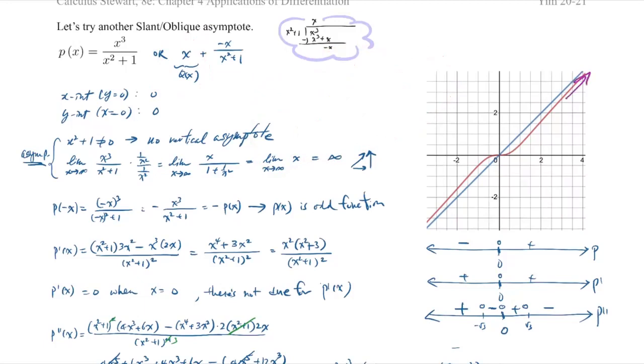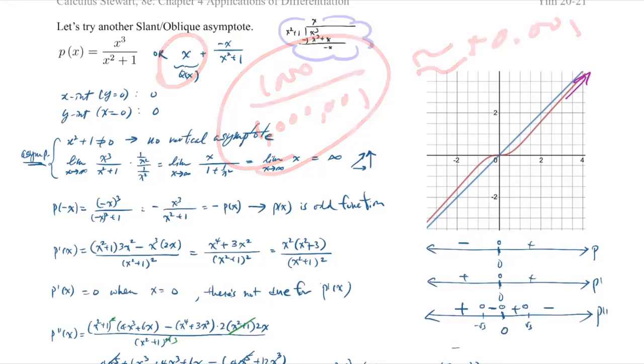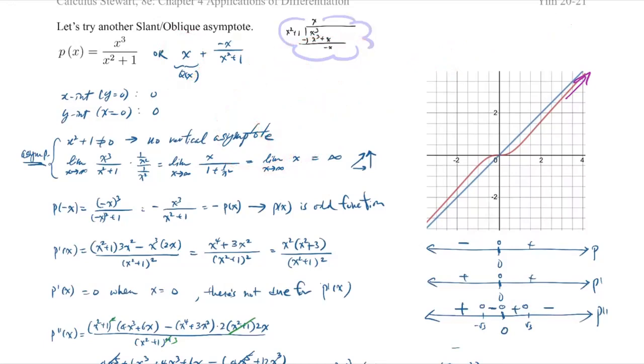What if I plugged in negative 1,000? Well, the numerator becomes positive 1,000. The denominator, because it's a square, would be 1,000,001. So it's 1,000 over 1,000,001. That's approximately a 1,000th above the x-axis. So I know immediately that I am slightly above the x-axis right there.